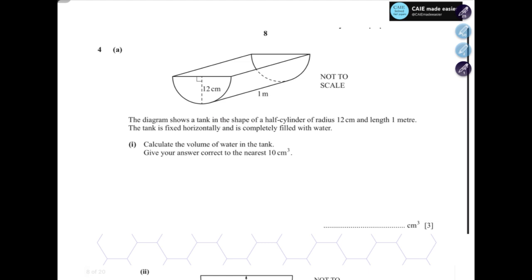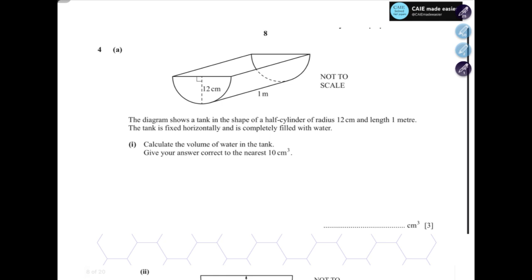The diagram shows a tank in the shape of a half cylinder of radius 12 centimeters. So this is a half cylinder, and it has a length of 1 meter. The tank is fixed horizontally and is completely filled with water. So all of this has water inside, right? Calculate the volume of water in the tank. Give your answer to the nearest 10 centimeters cubed.